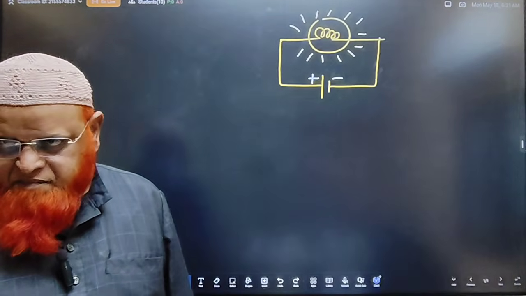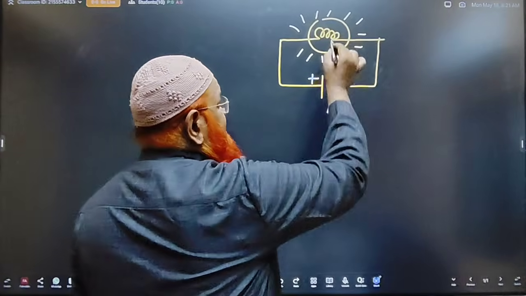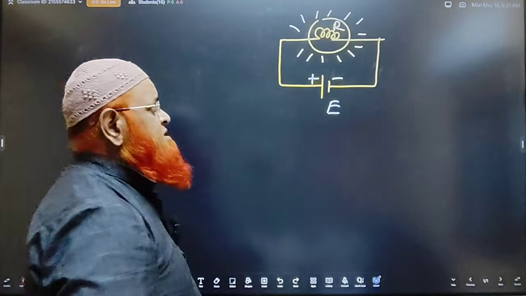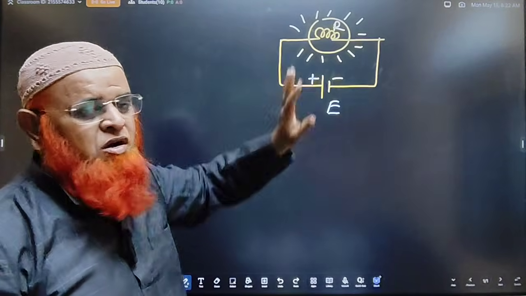This is a simple circuit in which there is a battery having EMF E, and this is a bulb having resistance R. See, this is a symbol of a bulb. This is a symbol of a battery. Battery won't be like this. Bulb won't be like that.